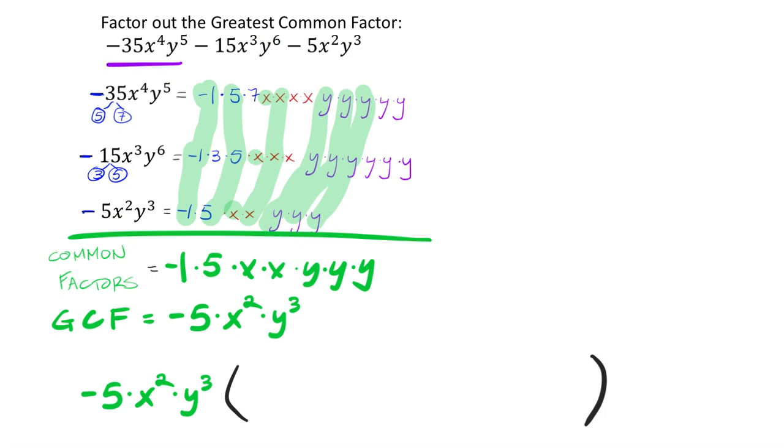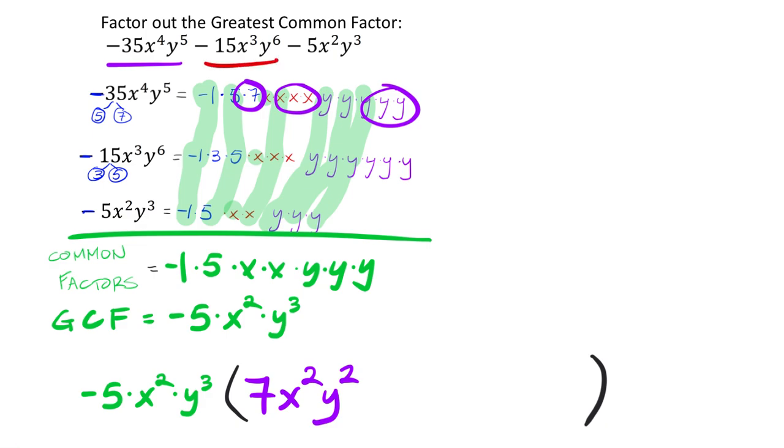Now from the first term right there, I can look and see I've got a 7, I've got 2 x's and 2 y's, which means that term will now be a 7. X times x is x squared, and y times y is y squared. For our next term, which is from the negative 15, x to the power of 3, y to the power of 6, I have a 3, I've got an x, and I've got 3 y's. So this is going to be a positive 3, an x, and we have 3 y's all multiplied together.